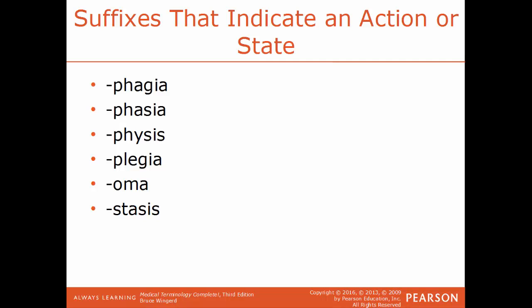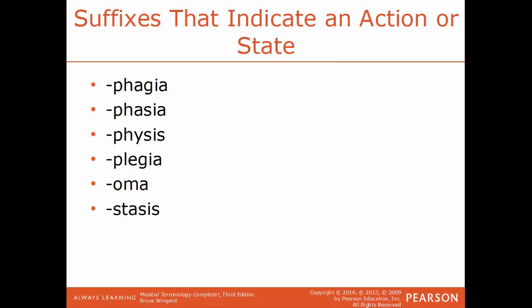Someone who suffers from quadriplegia, or is a quadriplegic, is paralyzed in all four limbs. Quad means four. Plegia means paralysis. So paralysis in four limbs. Oma is a reference to a tumor or a mass. So anytime you hear the word oma, it's usually a reference to cancer also. Melanoma, lymphoma, carcinoma. Those are all references to tumors.